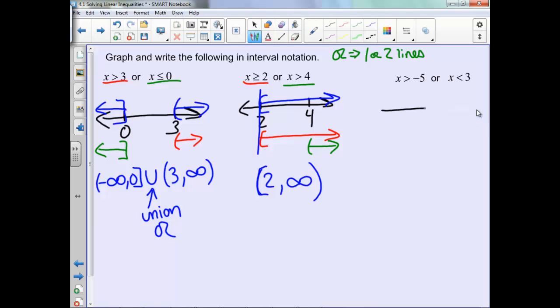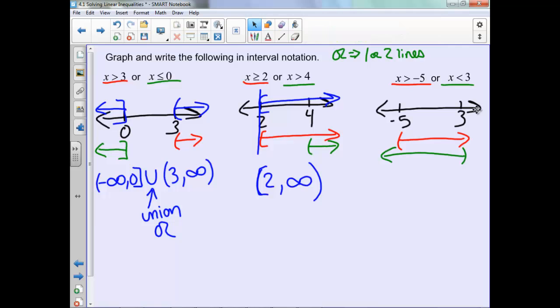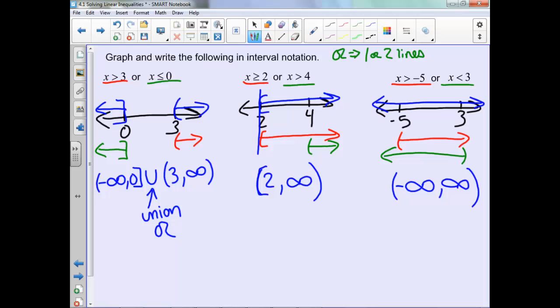Alright, let's look at this one. x is greater than -5. x is less than 3. So now where do we have 1 or 2 lines? Well, we have a line everywhere. There's always at least one line. So this is -infinity to infinity, meaning any number you picked, no matter what, is going to work.